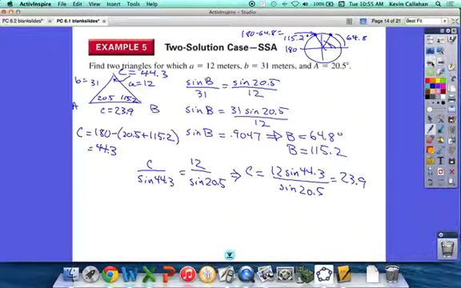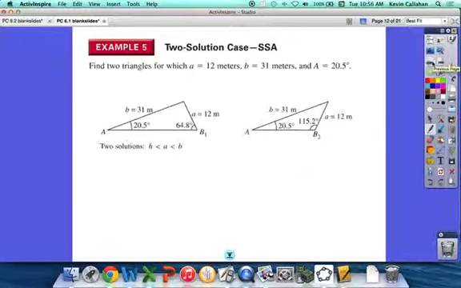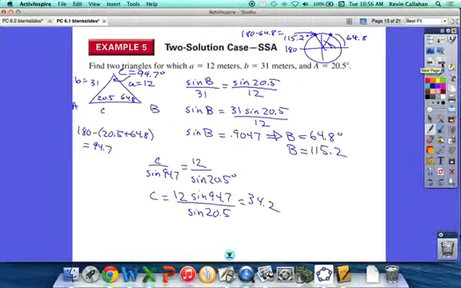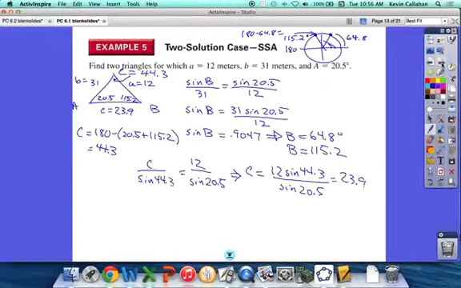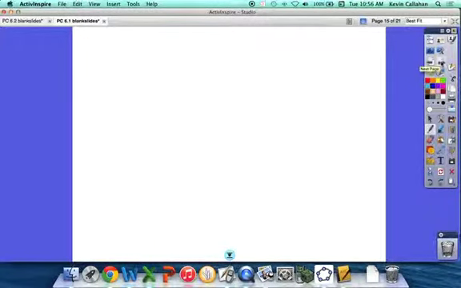All right, if I go back, I had the answers up there. They just had the angles. They didn't fill in the other sides, but okay. So that was the one, 64.8. That was the other, 115.2. And I can delete that now.